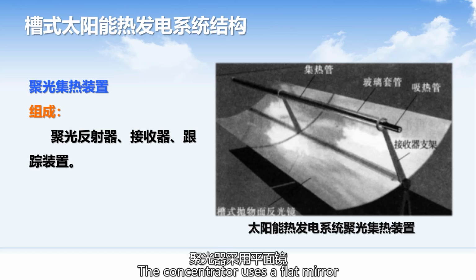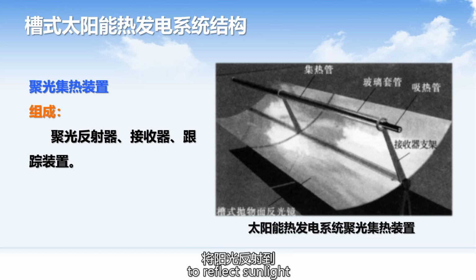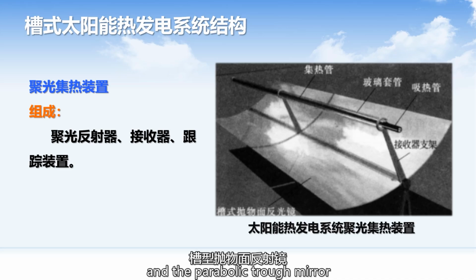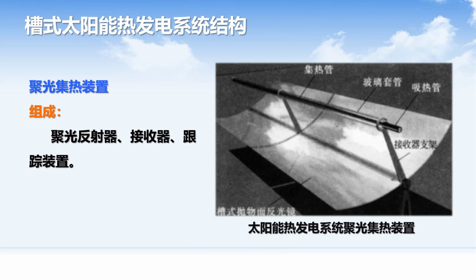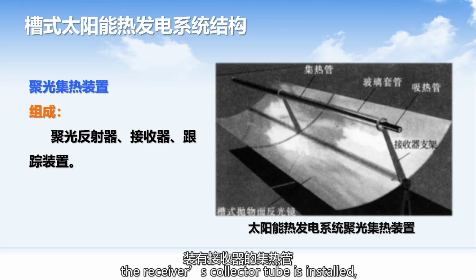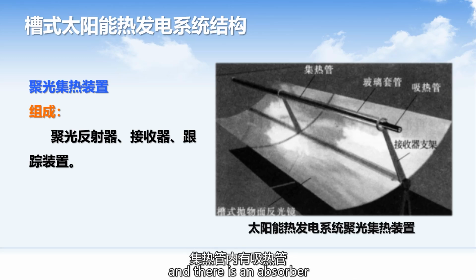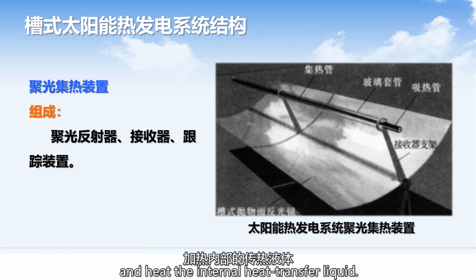The concentrator uses a flat mirror to reflect sunlight onto a parabolic mirror, and the parabolic trough mirror focuses the incident sunlight onto a line at the focal point. On this line, the receiver's collector tube is installed, and there is an absorber tube inside the collector tube to absorb sunlight and heat the internal heat transfer liquid.